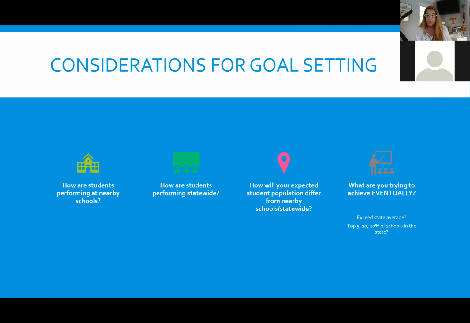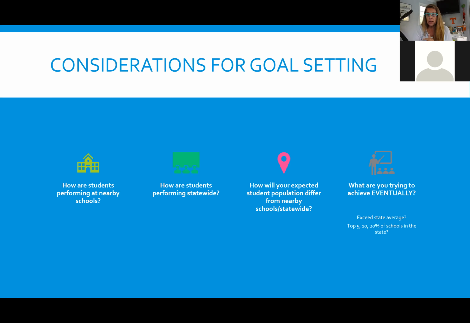You have to figure that out. What are you trying to achieve eventually? Are you expecting to exceed the state average? You want to be in the top 5, 20% of schools in the state. If that's one of your goals, then you can certainly write that in there, but don't write it in the first year. You're going to write your goals from year 1 to year 10 for your application.